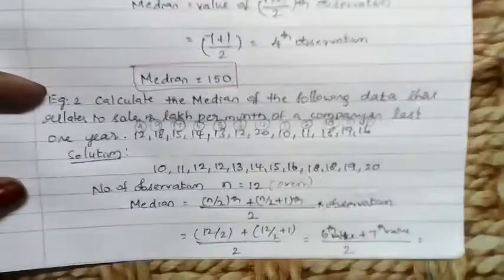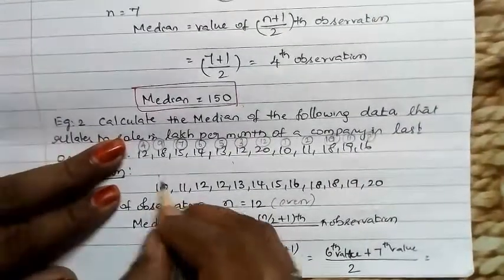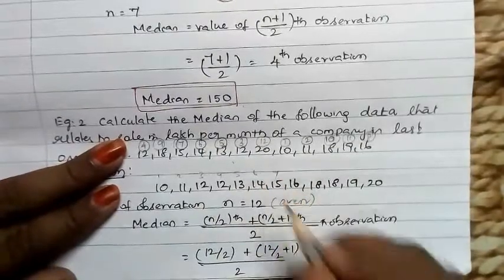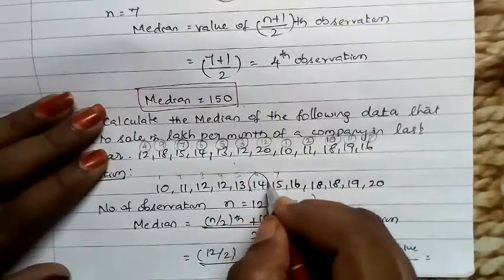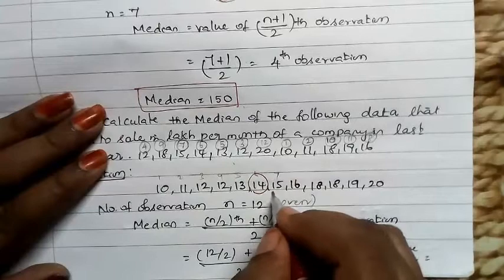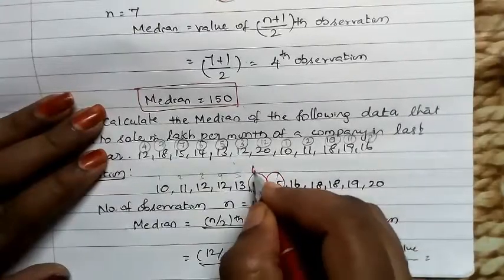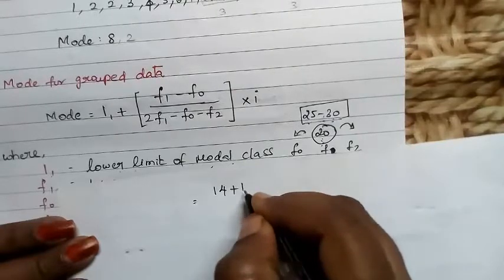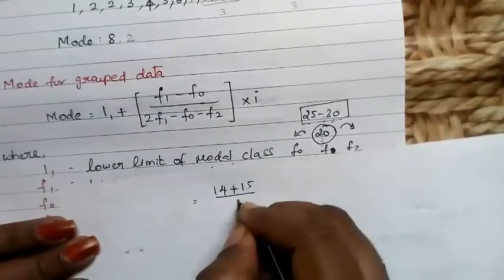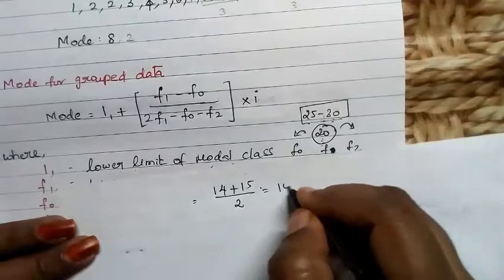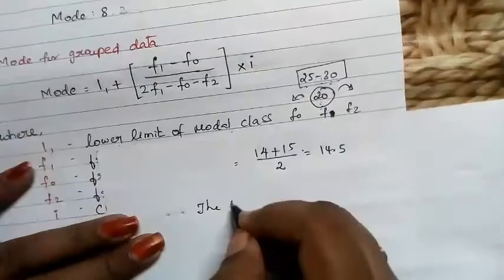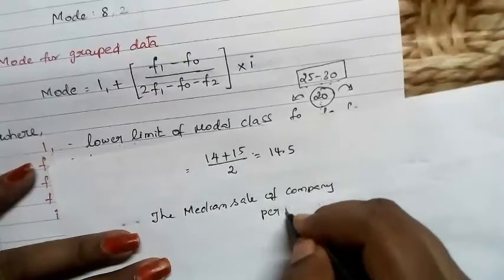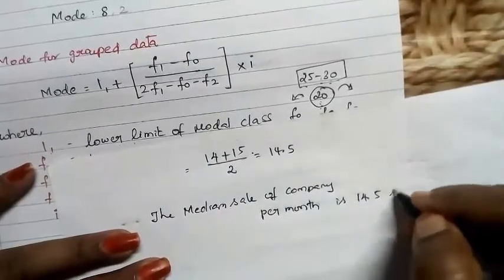The 6th value in this observation is, see, 1, 2, 3, 4, 5, 6, 7. 6th value is 14 and 7th value is 15. So 6th value is 14 and 7th value is 15, divided by 2, gives 14.5. The median sale of the company per month is 14.5 lakhs.